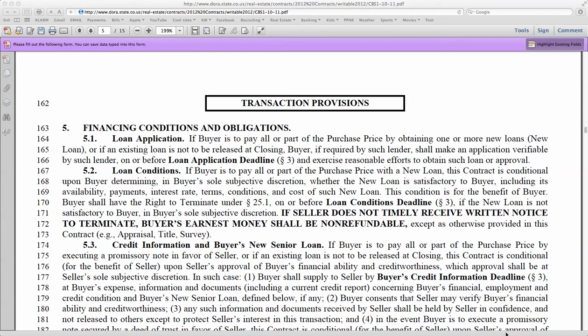If the seller does not receive the written notice for the termination, the buyer will lose their earnest money. Also, if they do not provide proof of the loan application before the loan application deadline, they will also lose their earnest money.